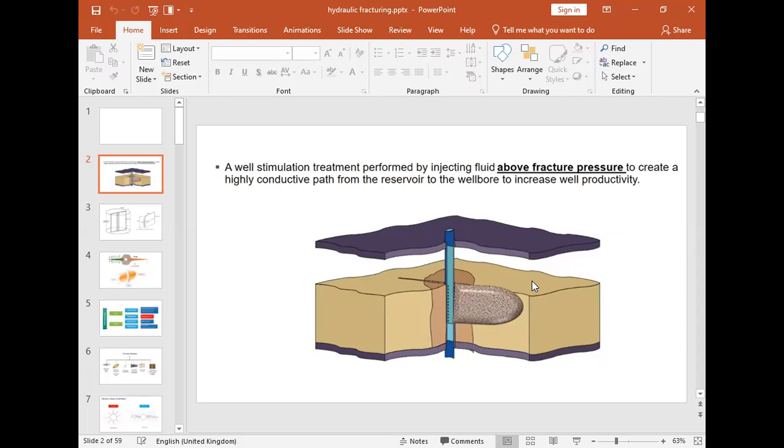So we are going to start by looking at the basics of this hydraulic fracturing, so that once we get into the software, whatever we see there, we should be able to interpret it.